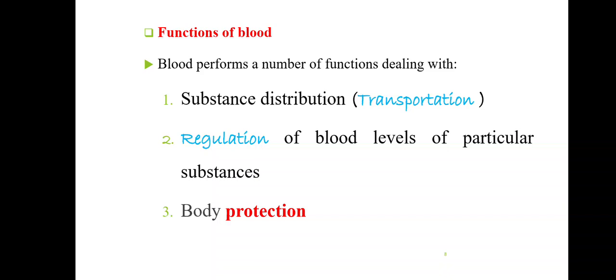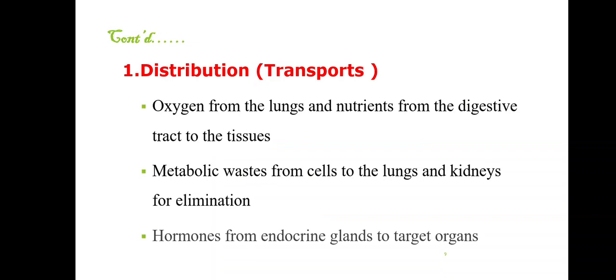Then now let's look at the function of blood. On the function of blood, these are simple and straightforward. So blood plays some transportation function, for example, substance distribution, regulation of blood levels of particular substances. It also plays some regulatory function. It also plays some body protection. So now let's look at exactly how these three functions are carried out in the body.